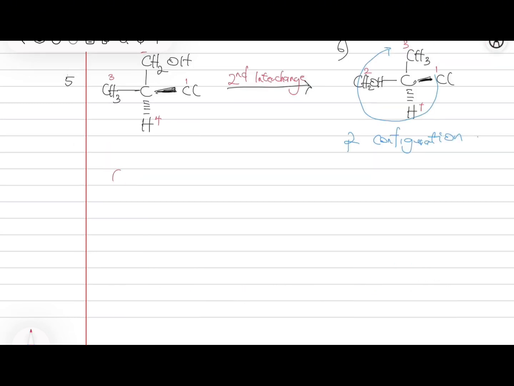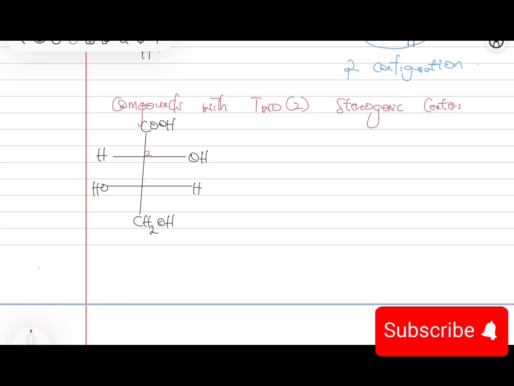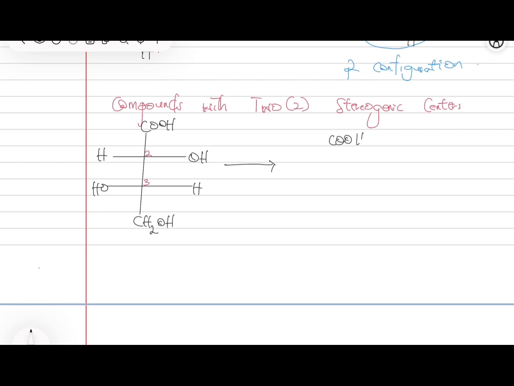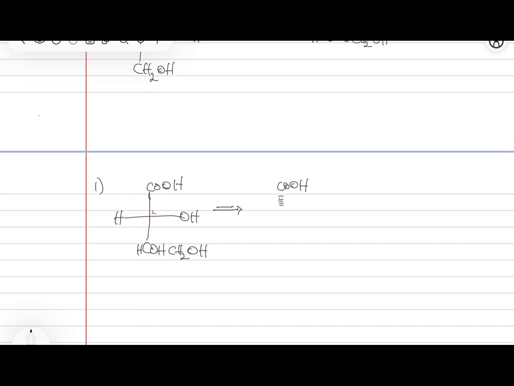Let us consider compounds with two stereogenic centers. We can number the stereogenic centers. We can call this one 2 and this one 3. The first step will be to focus on the configuration at stereogenic center 2 while condensing stereogenic center 3. From step 1, we are going to convert the vertical substituents to dash, while the horizontal substituents are converted to wedge, as we have earlier discussed.